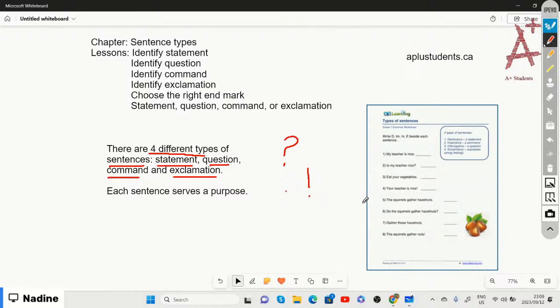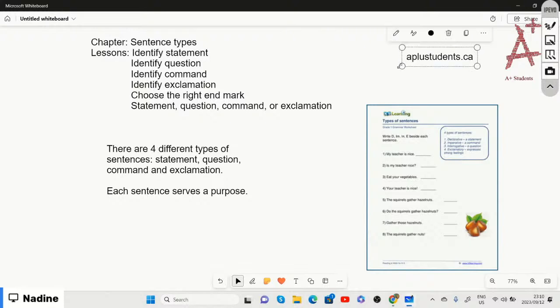And then we have an exclamation sentence, right? With an exclamation sentence, this is where you show some form of strong emotion. So it is like a statement, but we are showing more emotions, strong feelings. You even show some forms of excitement, right? Sometimes you even show when you are angry. And then your sentence will end with an exclamation point, so an exclamation mark. So that is our four different types of sentences.